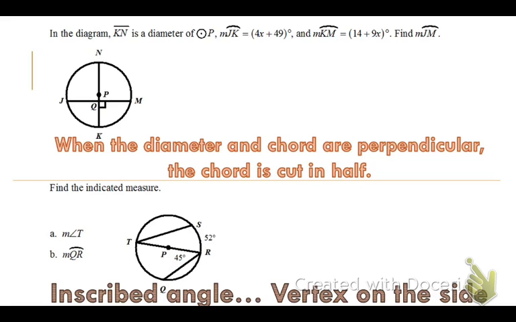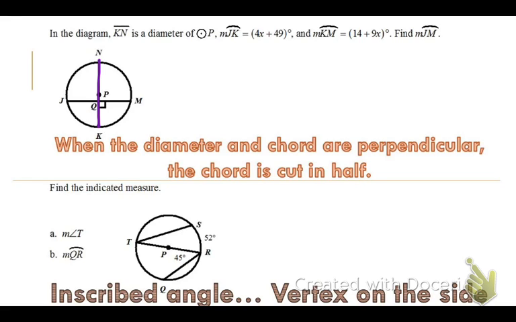So now at the top, you're going to be given problems that look like this. In the diagram, KN is the diameter. So KN is the diameter of circle P. The measure of arc JK is 4x plus 49. The measure of arc KM is 14 plus 9x. Find the measure of arc JM.